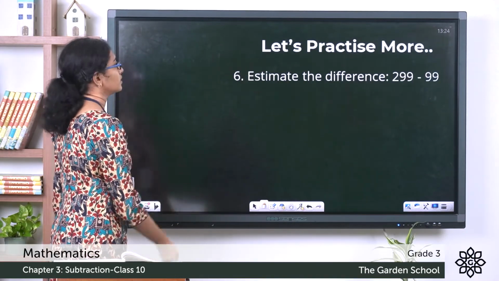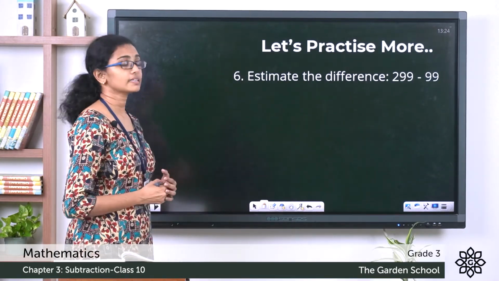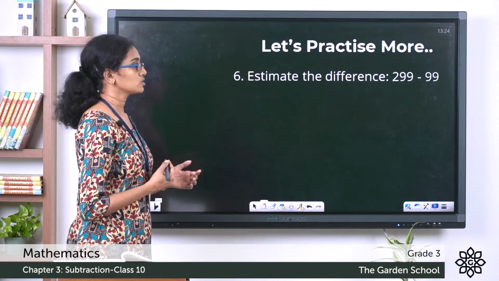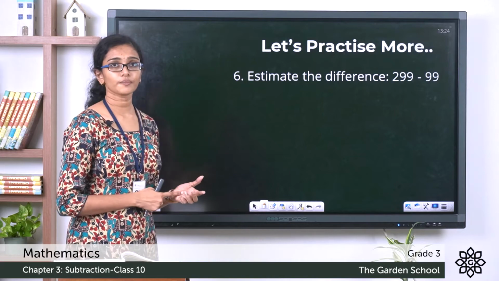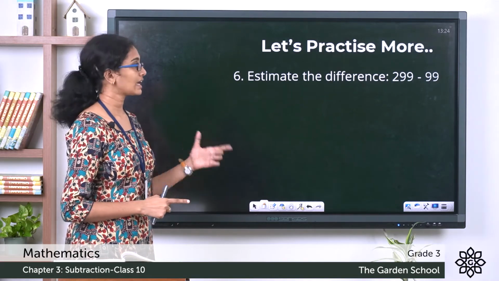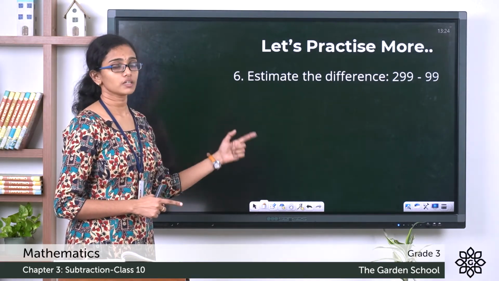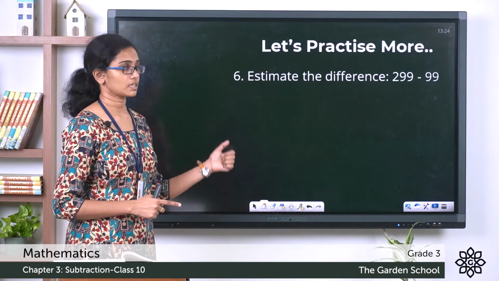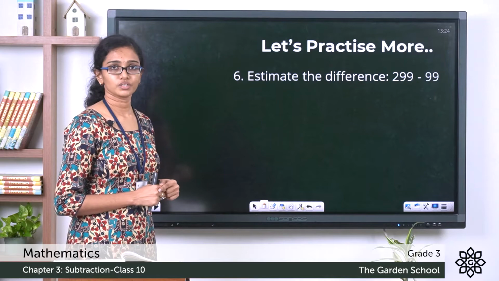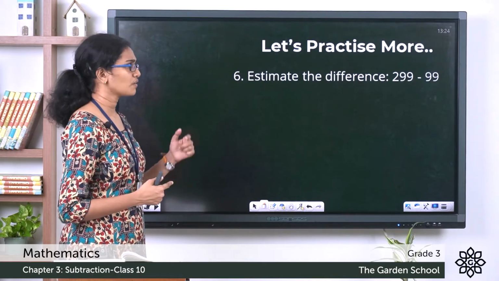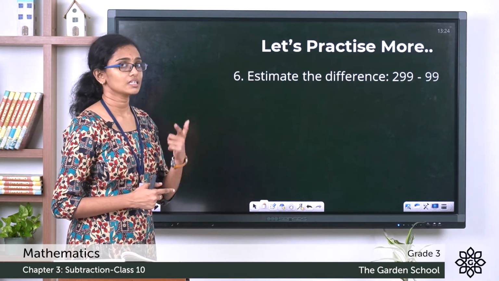Now, estimate the difference 299 minus 99. So, we have learned to find the estimated difference. We have to round off both the minuend as well as the subtrahend, and then find the difference of the rounded off values to get the estimated difference. Here we have one 3-digit number and one 2-digit number, right? So let's round off both these numbers to the nearest 10.